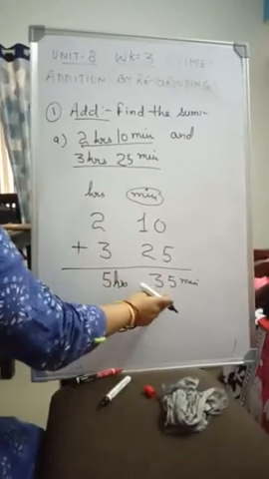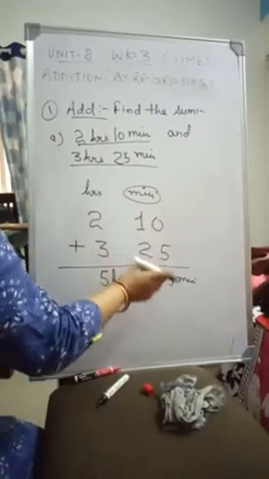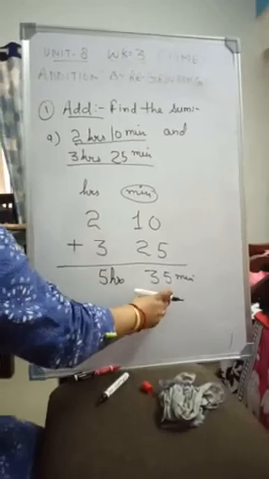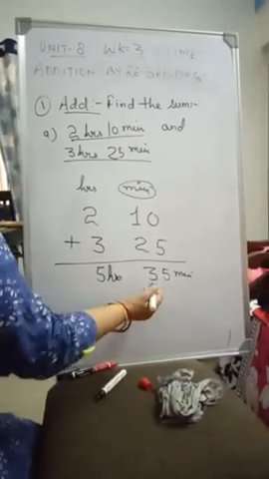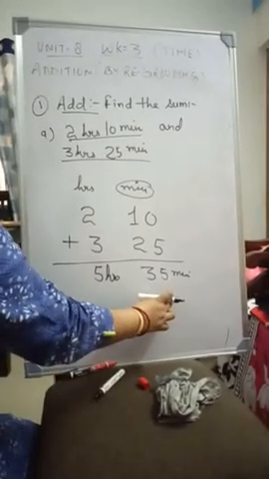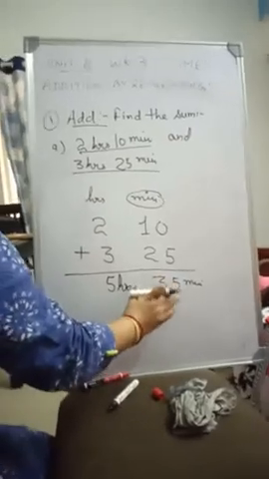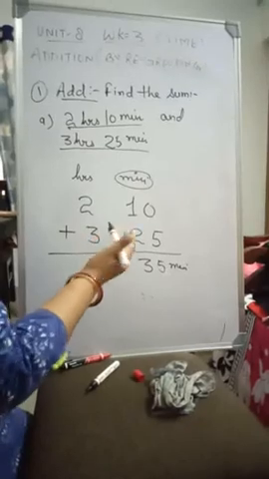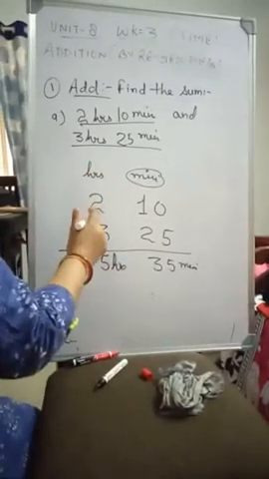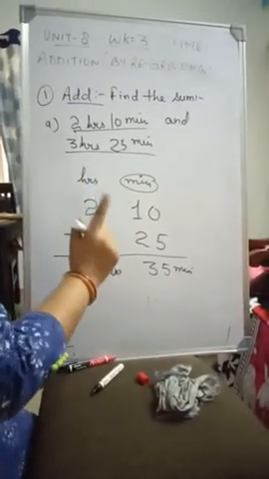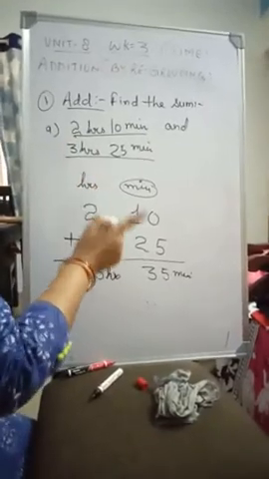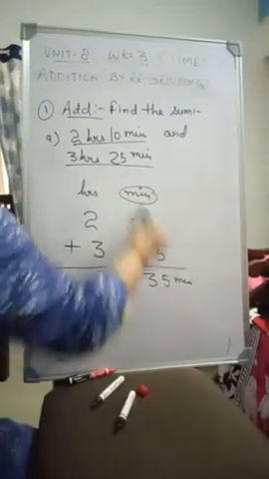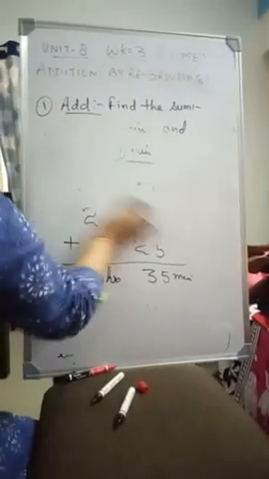So in the minute section, whenever you are doing addition, you can keep only up to 59. This 35 is less than 59, so you can keep it here. When it is more than 59, then we have to convert that number into hours, because 60 minutes is equal to 1 hour. When it is 60 or more, there is an hour hidden in that. So come to the next example.